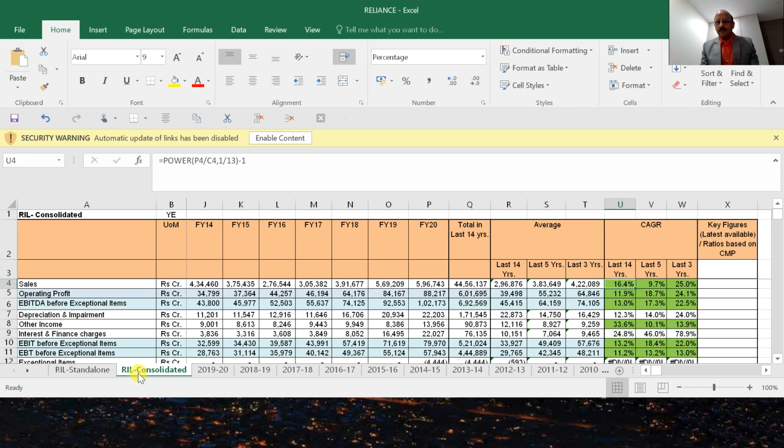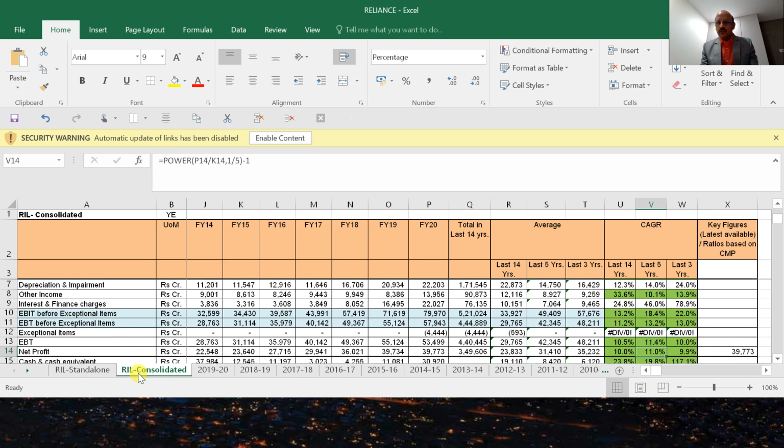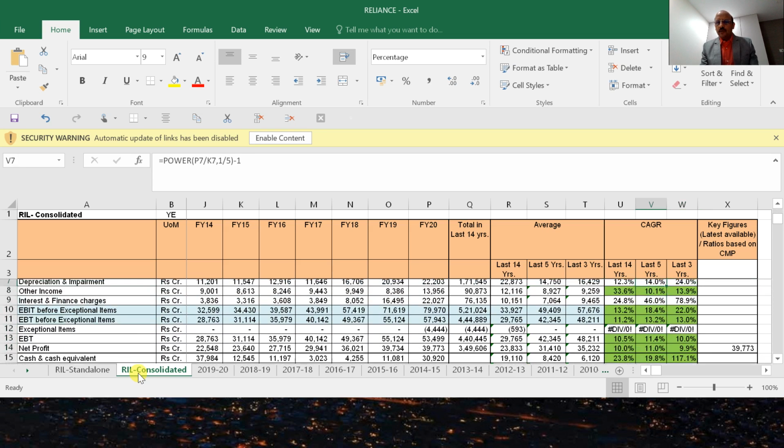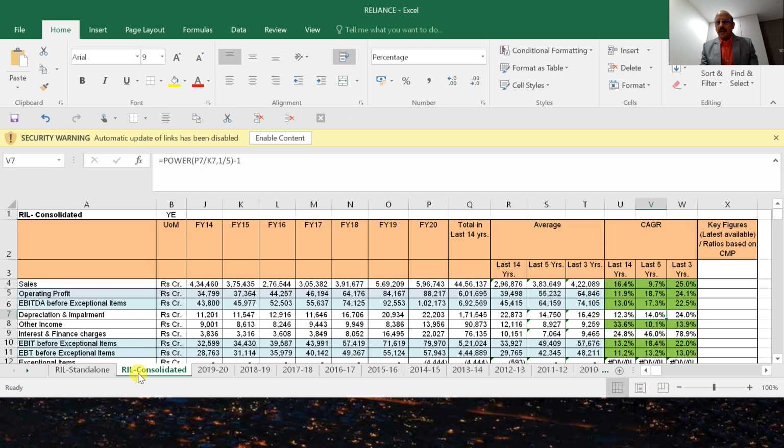So if you look here, the total sales over the last 14 years has grown by 16.4%. Over the last 5 years it has gone up by 9.7%, and over the last 3 years it has grown very sharply at 25% on a CAGR basis. Similarly, all other ratios, if you look, are in the green zone because the growth has been tremendous. And if you look at the latest period, the shorter time horizon, the growth has been significantly good.